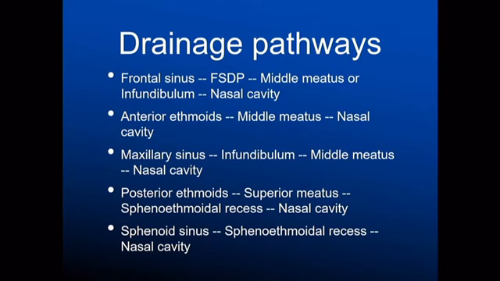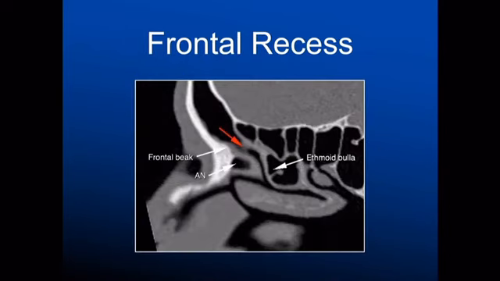So I'm not going to go over the anatomy of all of the drainage pathways in fine detail. There's lots of great papers and anatomical textbooks that do this, but one I do want to talk about is the frontal recess. This is a site that's commonly a problem for the surgeons and a common cause for failure of endoscopic sinus surgery.